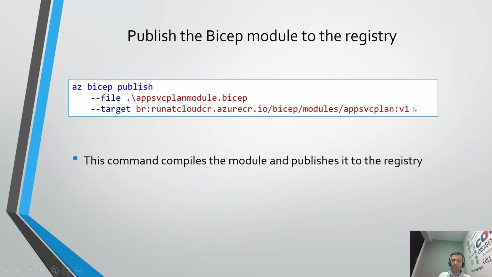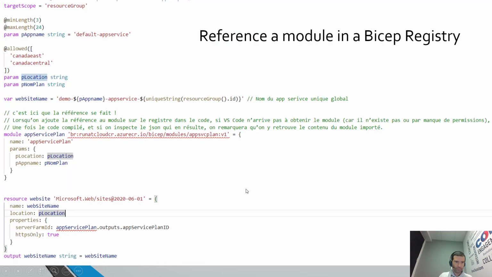Version numbers are important because you can publish as many version numbers as you want, and you will specify the version number at the end so your users can use any of the versions that you make available. So when you run this command, it will compile the module and then publish it to the registry.